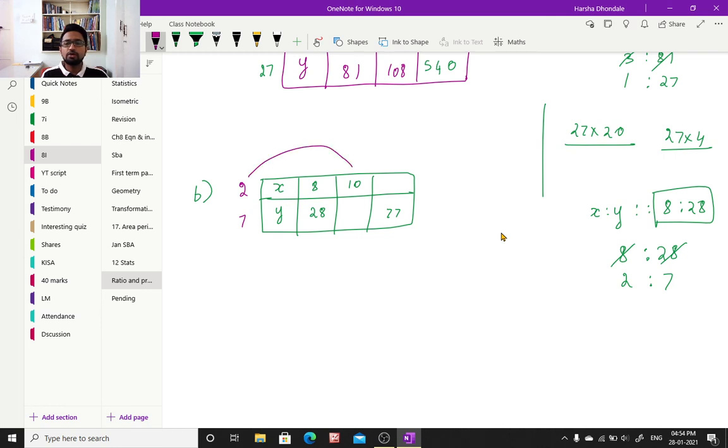2 into what gives me 10? 2 into 5 gives me 10. 7 into 5 gives me 35. Next, 7 into what gives me 77? 7 into 11. So 2 into 11 gives me 22. That's all. This is how you solve this problem. So we are done. See you in the next video.